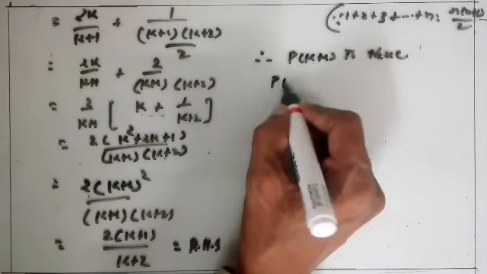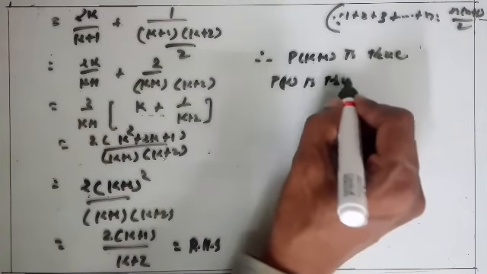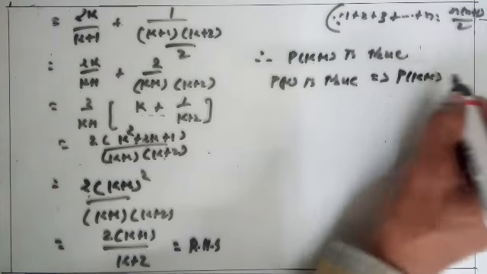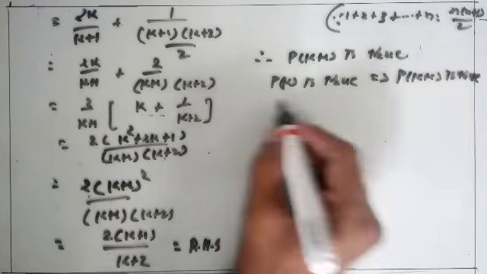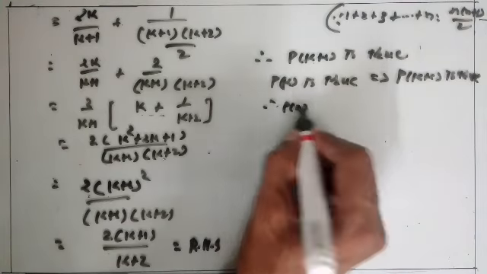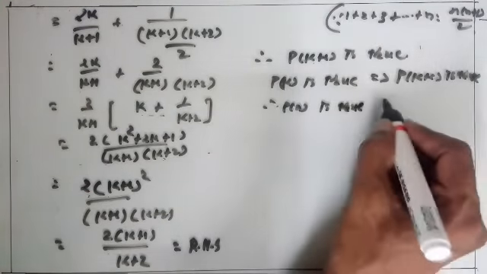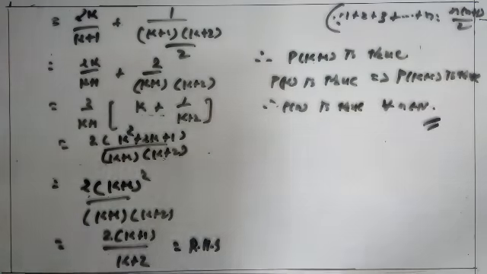So Pk is true implies Pk plus 1 is true. Therefore Pn is true for all n belongs to N. Clear this? Hence proved.